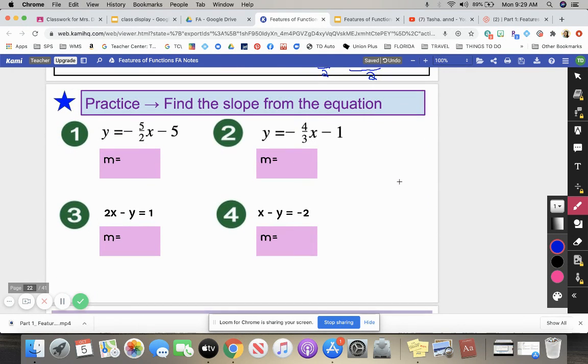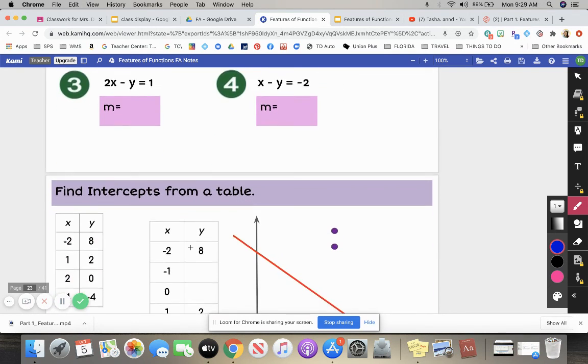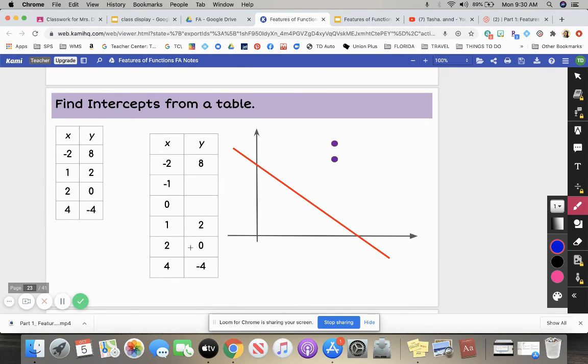Now it's going to be your turn to practice. Find the slope from each equation. You will need to manipulate the 3 and 4 problems to find what slope is. Okay.